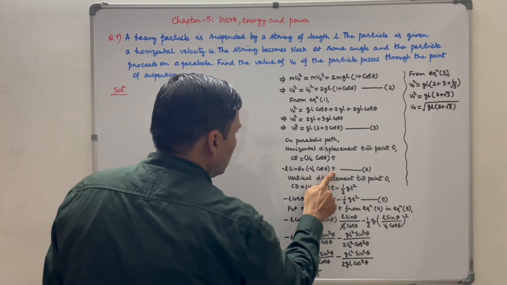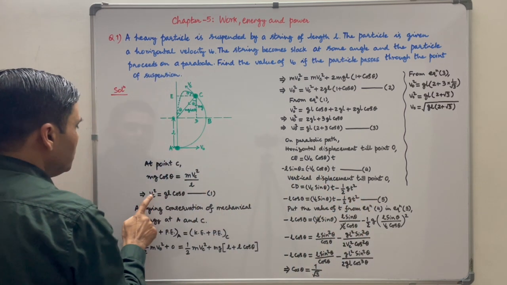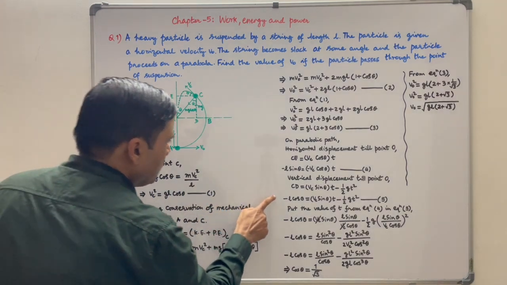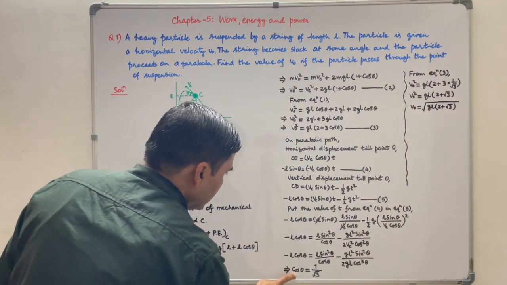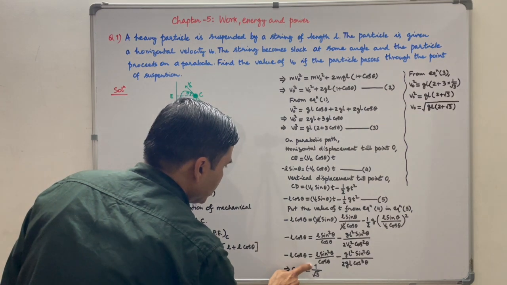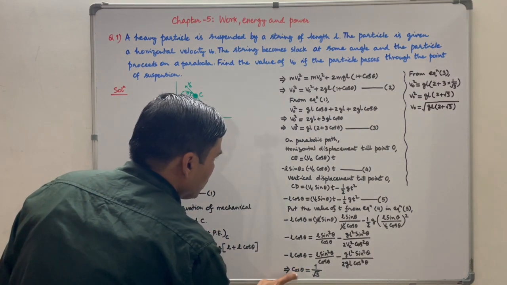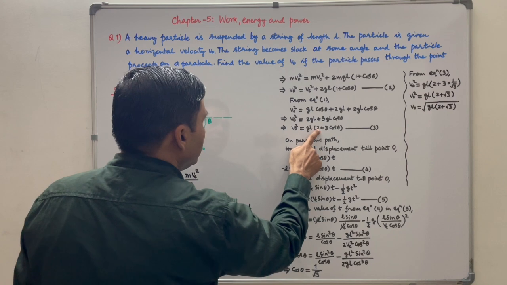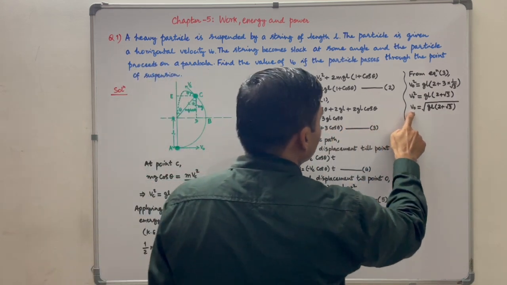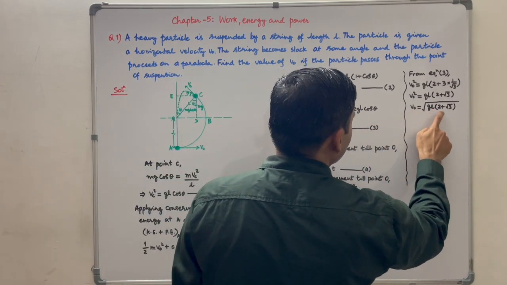We can put the value of T from here and Vc square from here to simplify it to get cos theta is equal to 1 by root 3. We can put the value of cos theta in equation number 3 to get V0 is equal to under root GL into 2 plus root 3.